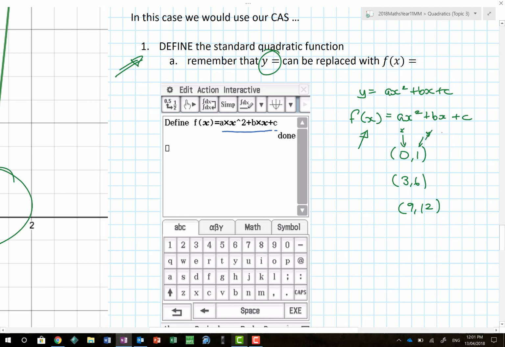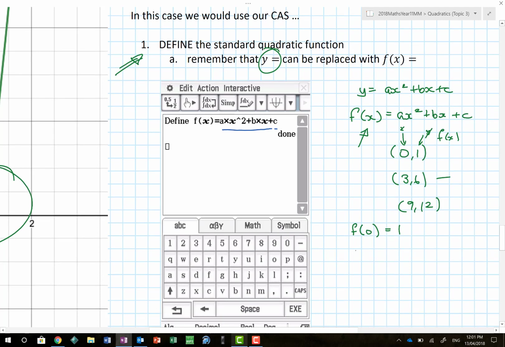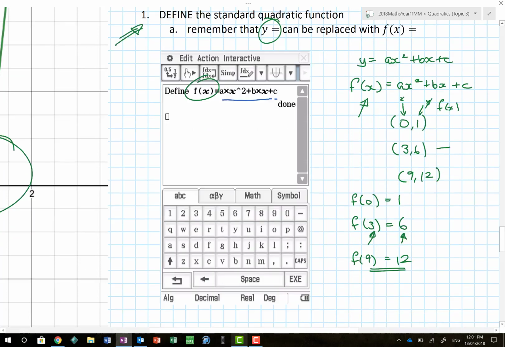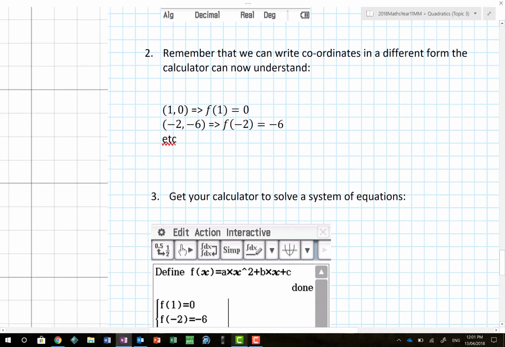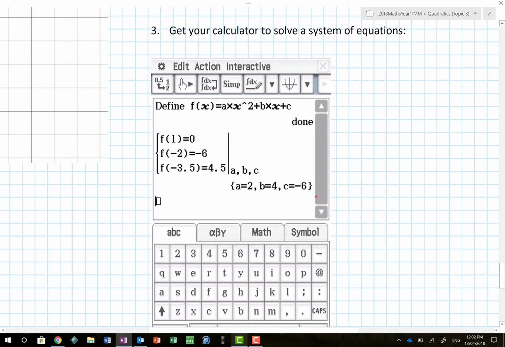But we can also write y as f of x. So what we're saying is that when I put 0 into my function, I'm getting 1 out. So what we're saying is when x is 0, y is 1. That's a different way of writing this coordinate. So 3, 6 can be written as when x is 3, 6 is coming out. And the f of 9 is equal to 12. So by writing f of x on my calculator, I'm actually going to use that information and the coordinates given to help me. So having done that, all right, that is just me re-explaining. We're going to get our calculator to solve a system of equations.